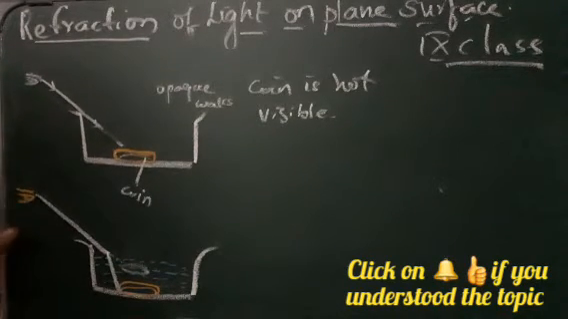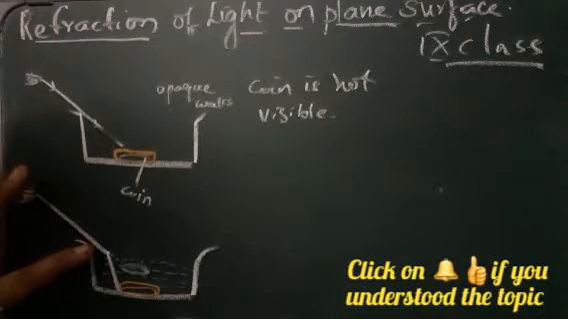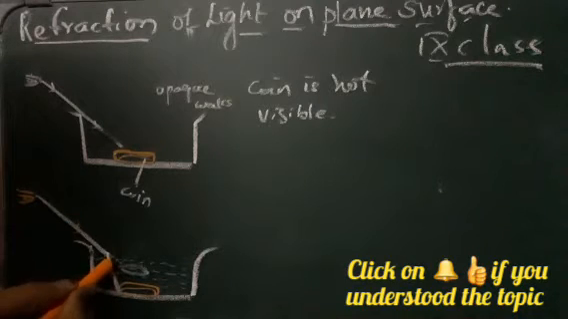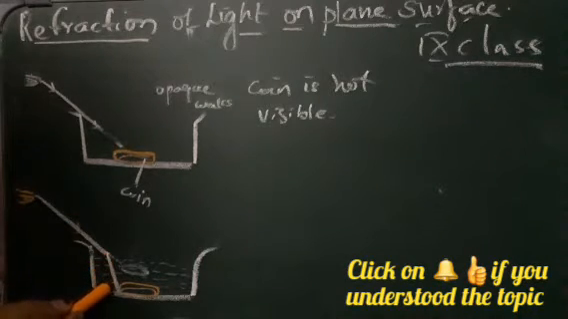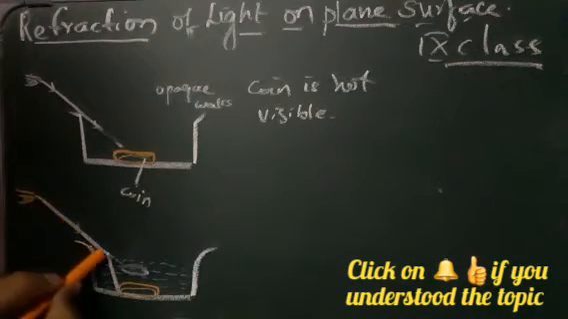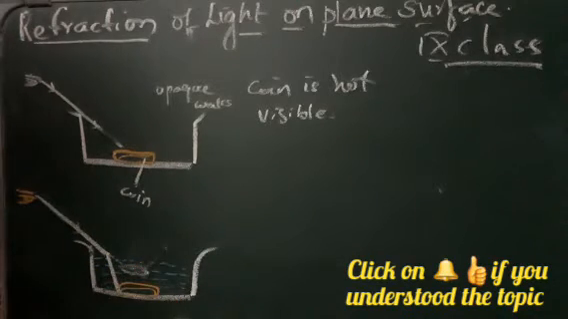So it appears like the coin is visible, a little up. If you see a ray diagram, you can see that the ray travels in a straight line, and when it comes into the water, you can see that the ray is bending. So you can see that the ray, when it is traveling in a straight line, the diagram, whatever is visible to us, that is in the water.